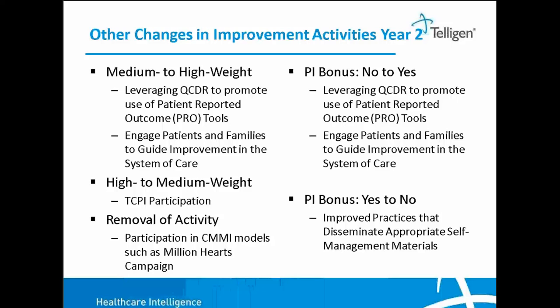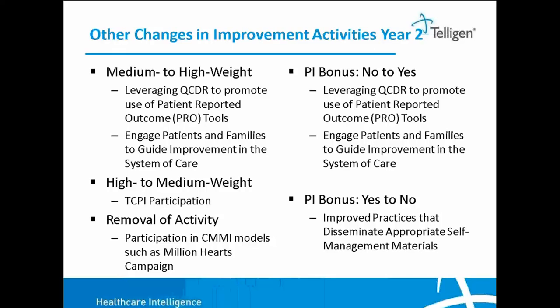There was an improvement activity that went from a high-weighted activity to a medium-weighted activity, and that is the TCPI participation. They removed an activity of participating in CMMI models such as Million Hearts campaign. They also changed the promoting interoperability bonus for a couple.